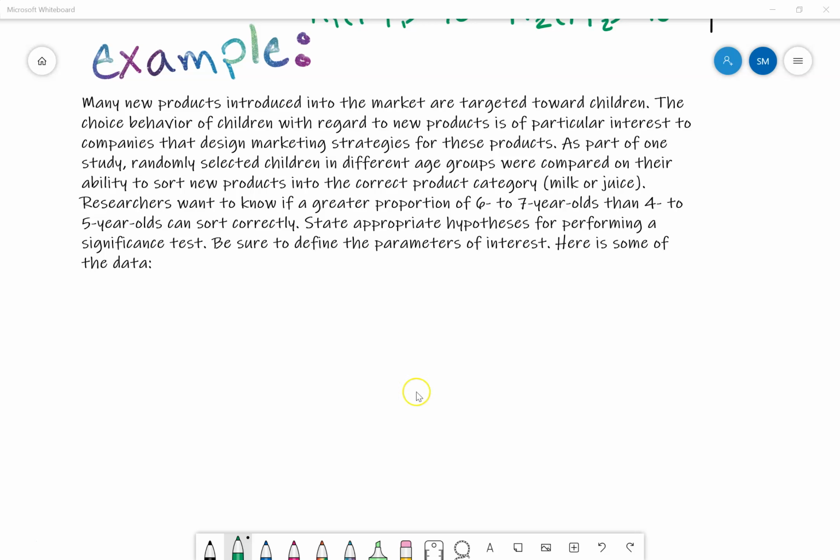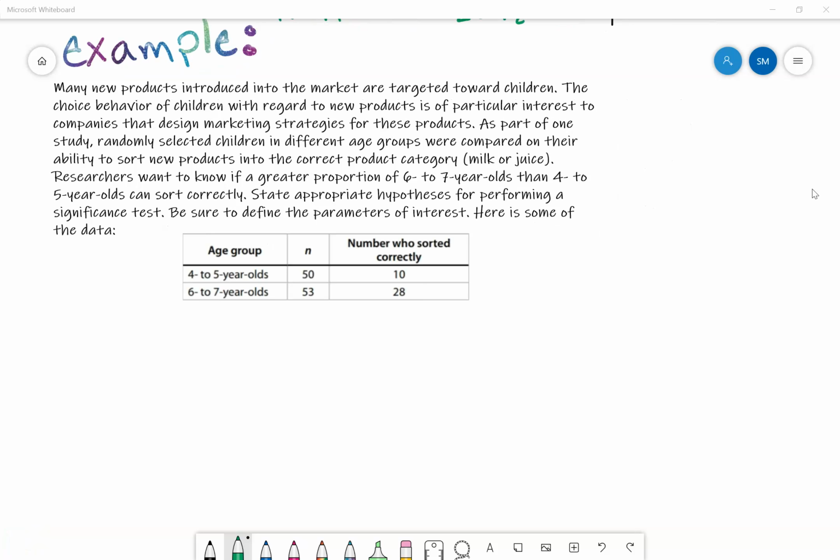And then it says here's some of the data. Boom, magic. In case you're wondering, I paused the video to go get the data, but I forgot to put it in anyway. Okay, so let's go ahead and start with what we need to know.